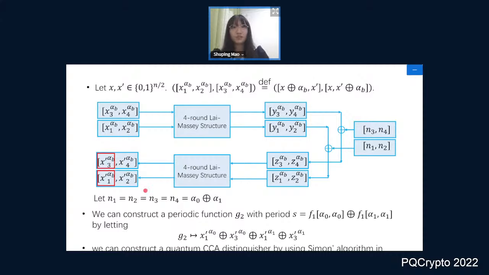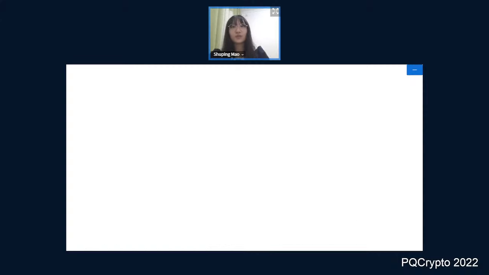So for the input x1, x2, x3, x4 of the whole process, let's input as this. And let n1, n2, n3, n4 be as this. So we can construct a periodic function G2 based on x'1 and x'3 with a period s as this. So we can construct a quantum CCA distinguisher by using Simon's algorithm in O(n) quantum queries.